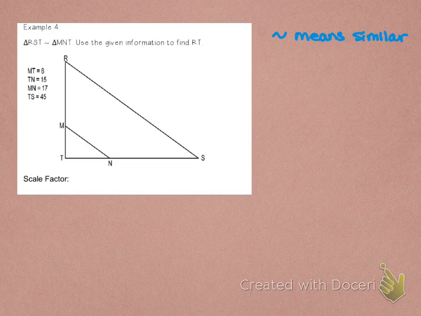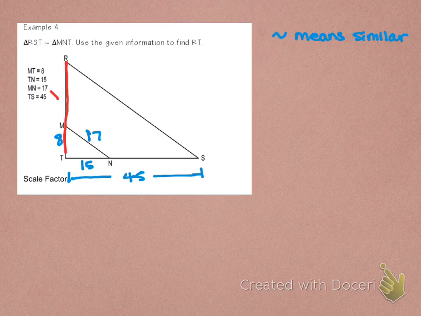So it says M to T. So this line M to T right there, that is 8. T to N is 15. M to N is 17. And T to S is 45. So that's T to S is 45. Okay, and it says to find R to T. So this line right here, that's X.